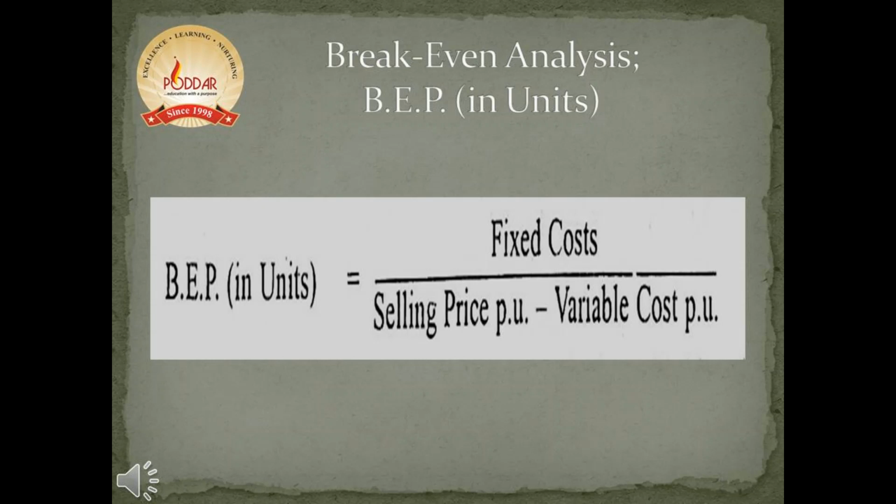Now let us talk about break-even point. It can be calculated in units as well as in values or volumes. BEP, which is the short form of break-even point in units, is calculated as fixed cost divided by selling price per unit minus variable cost per unit, as you can see in the given formula.